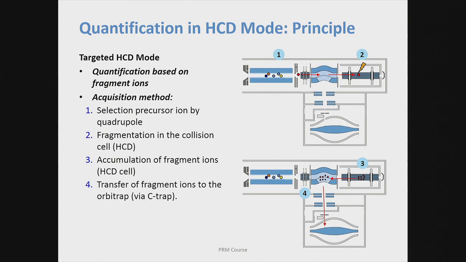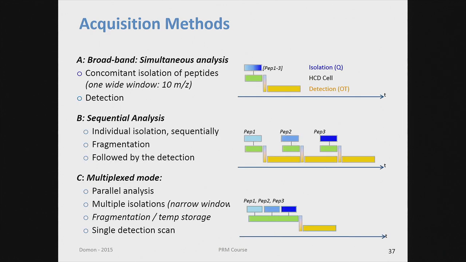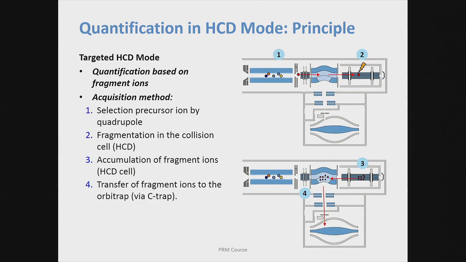Now, if we move to the PRM mode, sorry, wrong button. In the PRM mode, we fragment here, and then collectively push back the ions through the C-trap into the Orbitrap, right? So this is the principle.